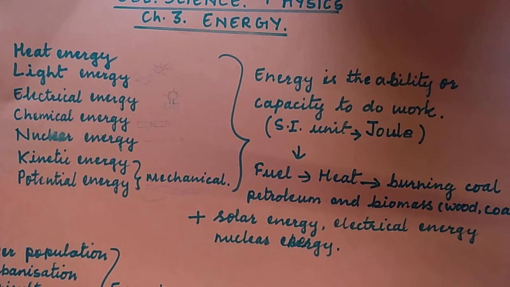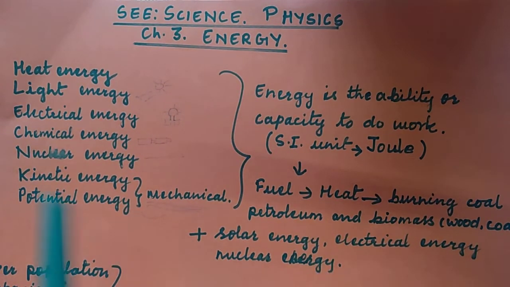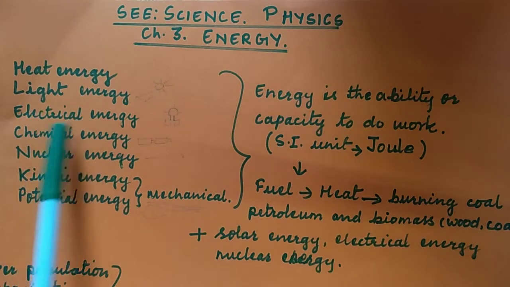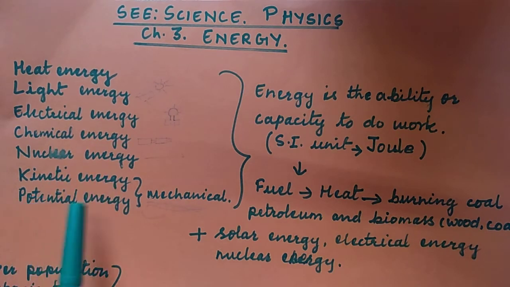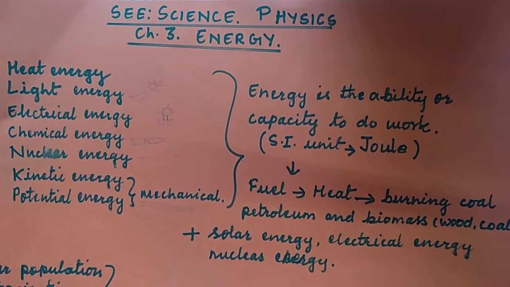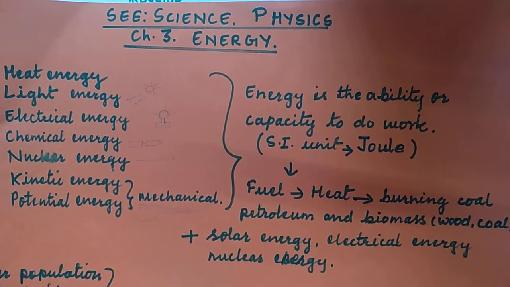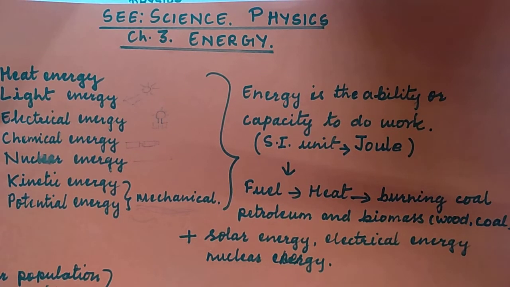We are familiar with different forms of energy in our day-to-day life. We know heat energy, light energy, electrical energy, chemical energy, nuclear energy, kinetic energy, and potential energy. Kinetic energy and potential energy are two different forms of energy under mechanical energy. Energy is needed to do different kinds of work. Every kind of work is done with the expense of energy.